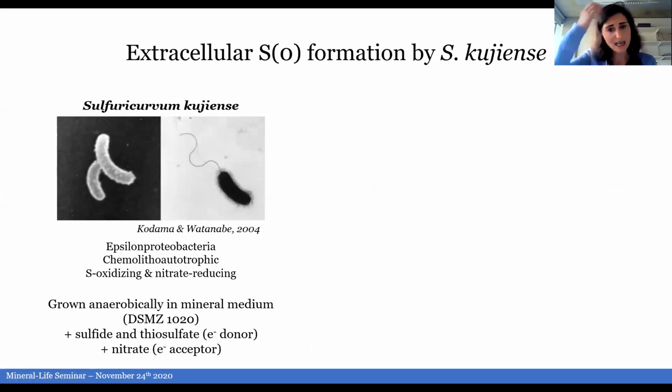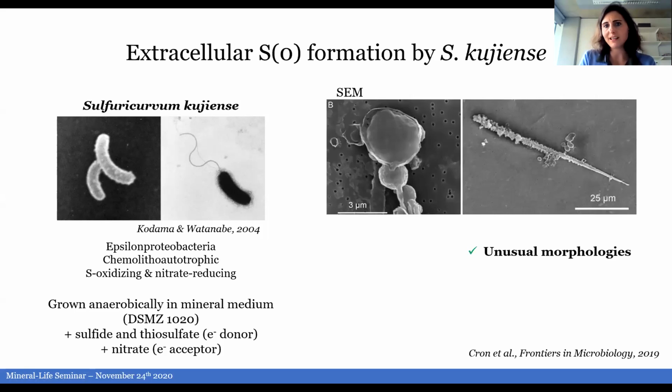So how can we test that in lab experiments? We've been working with a sulfur-oxidizing bacterium called Sulfurimonas crugiense. It's an epsilon proteobacterium. It's chemolithoautotrophic, so it grows without any added organic source. It produces its own organics using inorganic carbon. And it oxidizes reduced sulfur using nitrate. So you grow it without any oxygen. You just feed it sulfide and nitrate, no carbon, and it grows. And it precipitates extracellular elemental sulfur.